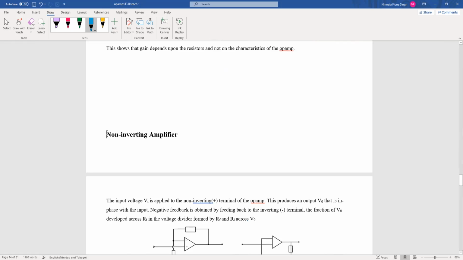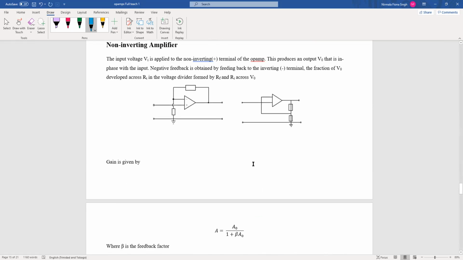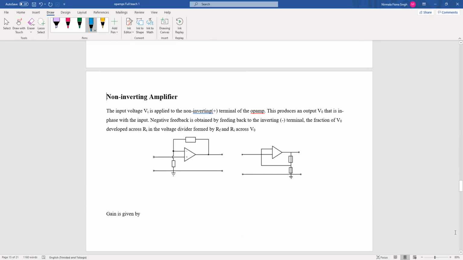Non-inverting amplifiers. Oh, I think we are finished. Class is done. All right, it's 11:26. All right, so class is finished there. So what we're going to do, we will stop here.